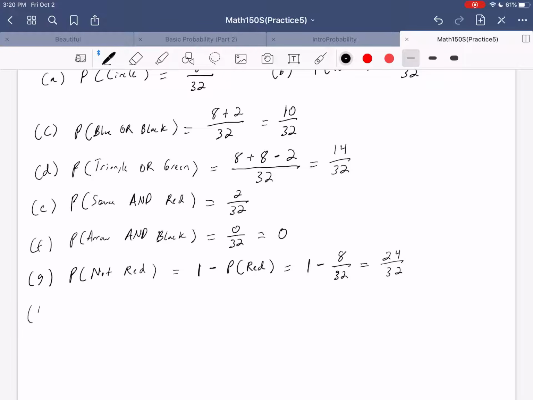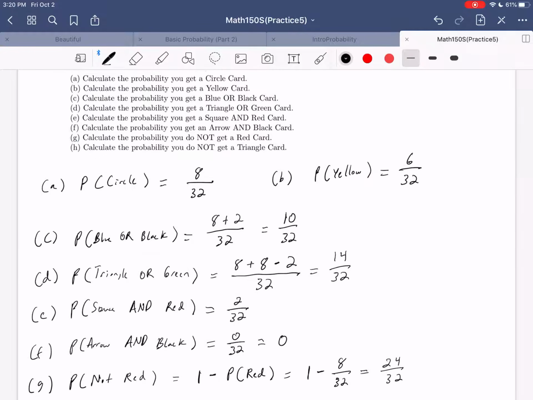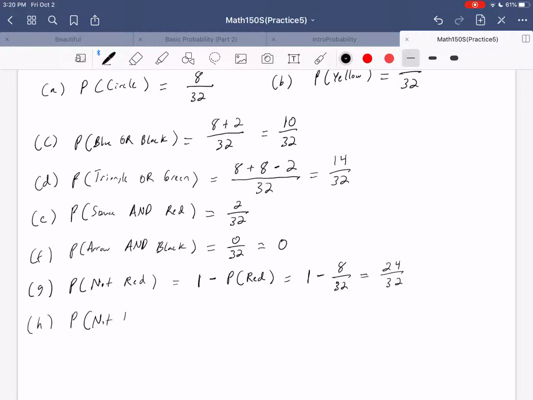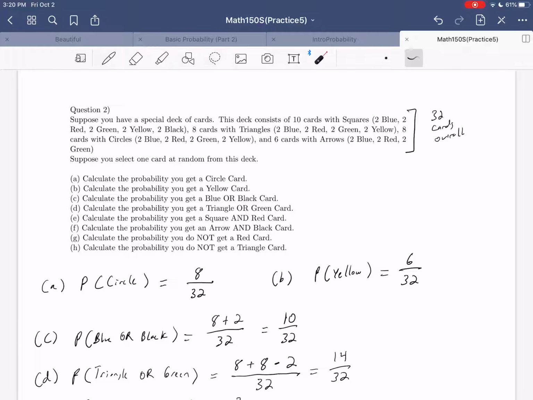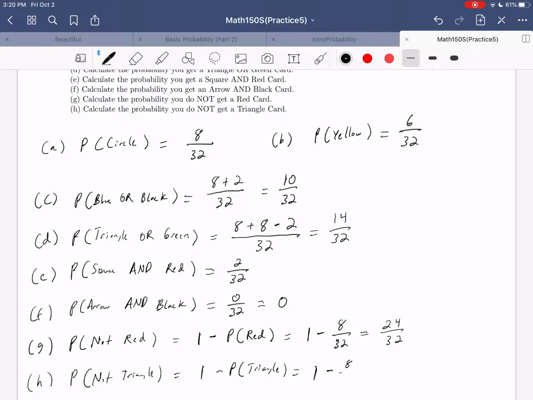All right. And then one more similar to that. We have the probability that you do not get a triangle. So not triangle. We can do the same idea, use the complement rule, do 1 minus the probability we do get a triangle. If we go up here, how many triangles are there? We know there are 8 cards with triangles. So 1 minus 8 over 32. And again, by making the common denominator, viewing that as 32 over 32, you should get 24 over 32 overall.